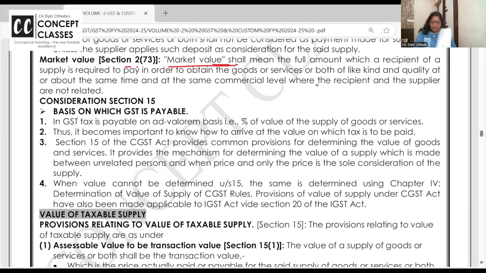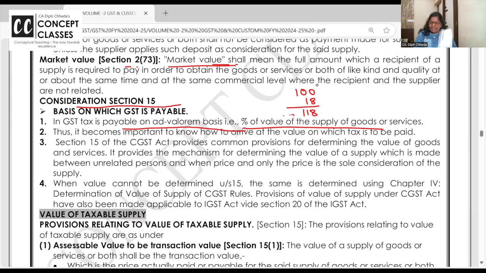Okay. Consideration under section 15, what we are doing. GST is payable on an ad valorem basis, that is, a percentage of the transaction value. But so many times, dear students, be careful, transaction value includes GST. Say this is the transaction value, 18% is GST, 118.